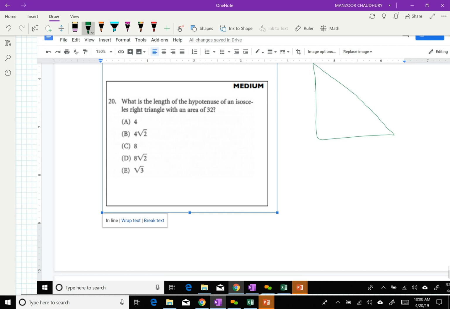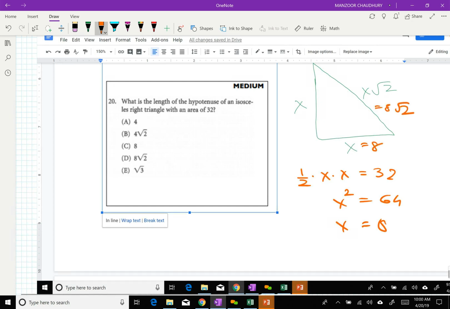What are the sides? So it's S, S, and then S square root 2. So then area is 1/2, so you do 1/2 S squared equals 32. And then S equals 8. Sides are 8√2.